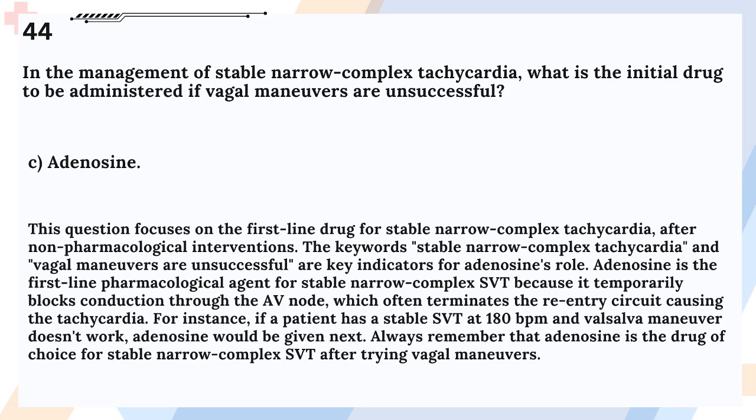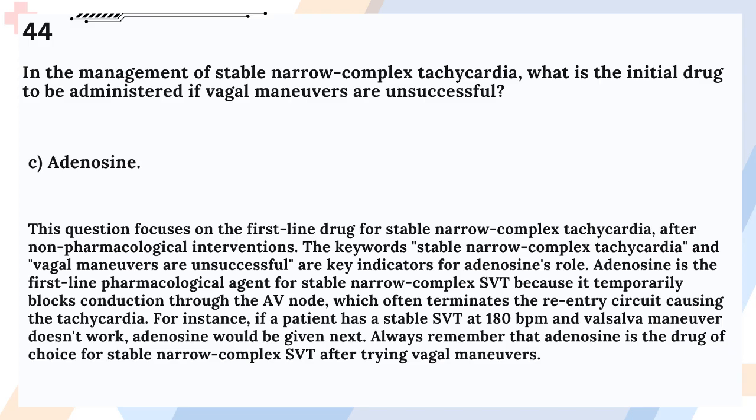Answer C. Adenosine. This question focuses on the first-line drug for stable narrow complex tachycardia, after non-pharmacological interventions. The keywords stable narrow complex tachycardia and vagal maneuvers are unsuccessful are key indicators for adenosine's role. Adenosine is the first-line pharmacological agent for stable narrow complex SVT because it temporarily blocks conduction through the AV node, which often terminates the re-entry circuit causing the tachycardia.